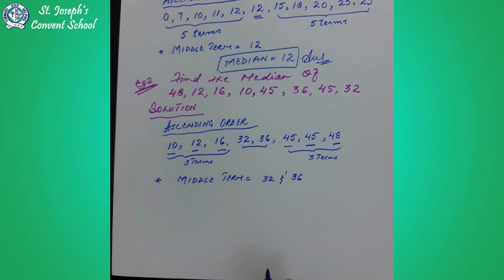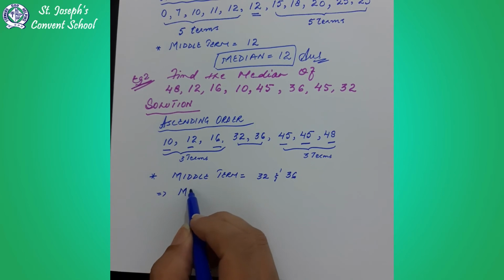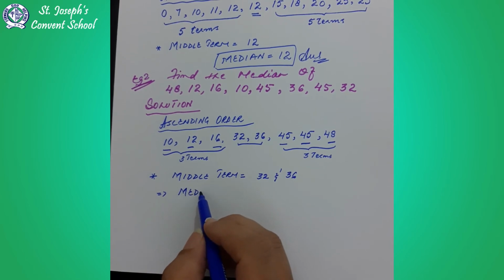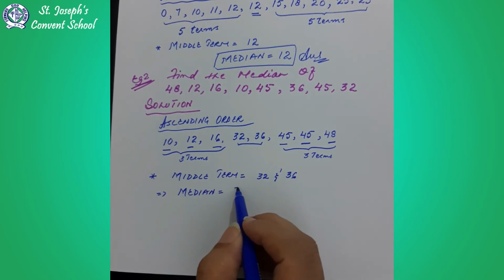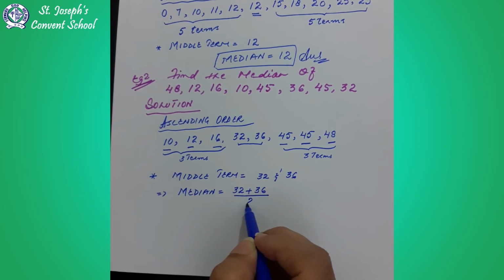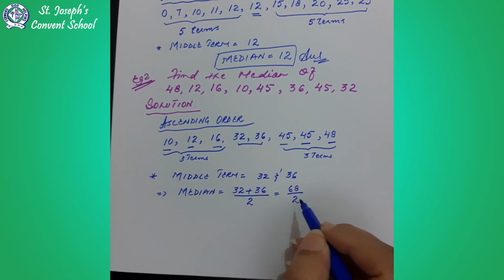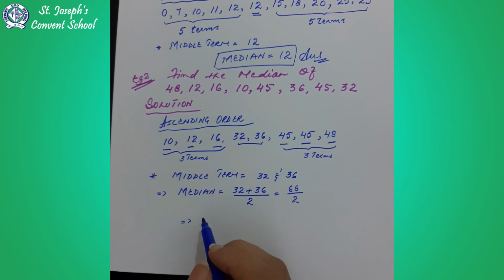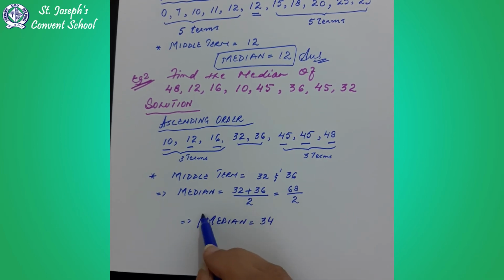So when there are two values in the middle, how do you find the median? You add both of them and then divide it by 2, like when you find the average. So median equals to, add both of them, 32 plus 36 divided by 2. After adding you will get 68 divided by 2. So divide 68 by 2, you will get the answer. So the median is 34. So this is the answer.